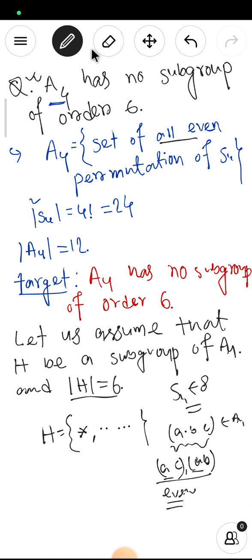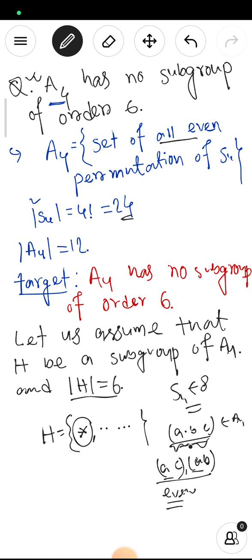Can you understand what I am saying? Let me repeat. See here, the order of H is equal to 6. What does it mean? It means that other than the identity there are 5 elements in the subgroup H. And we know that in S4 there are 24 elements, but there are 8 elements that are 3-cycles, and the 3-cycles form even permutations.